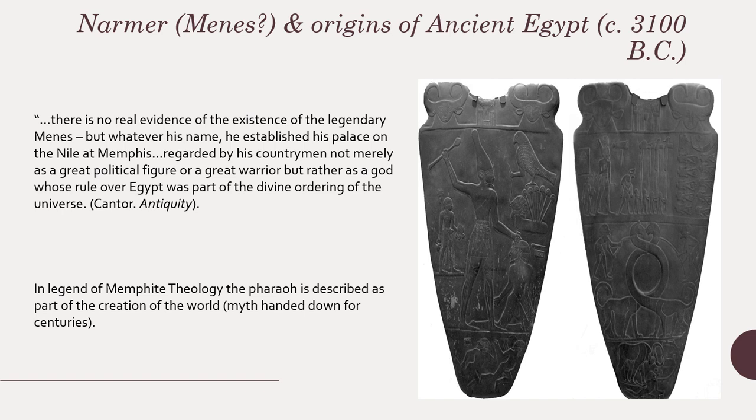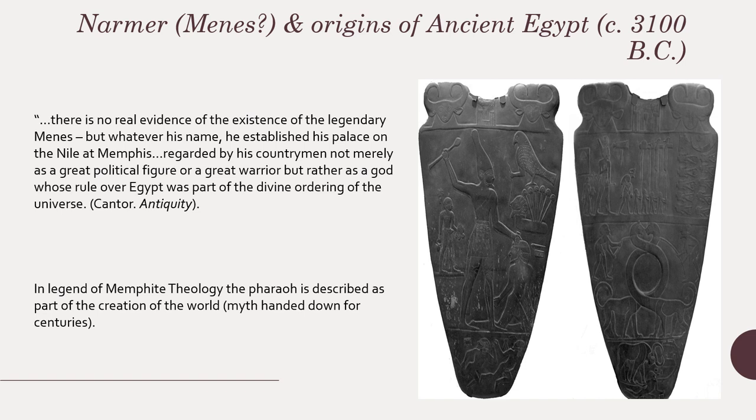As Norman Cantor, quoted already, says, there's no real evidence of the existence of the legendary Menes or Narmer, but whatever his name, he established his palace on the Nile at Memphis, regarded by his countrymen not merely as a great political figure or a great warrior, but rather as a god whose rule over Egypt was part of the divine ordering of the universe. So they looked back on this figure, whether real or not, with reverence, and his presence in a sense was the centering mechanism of Egyptian society.